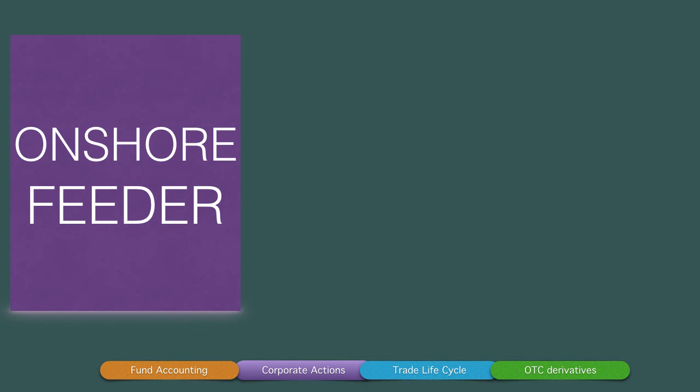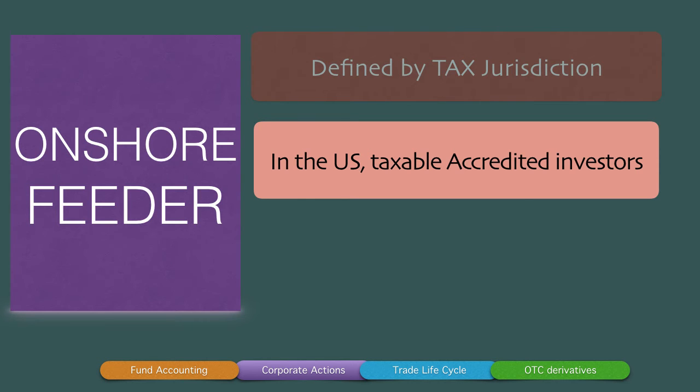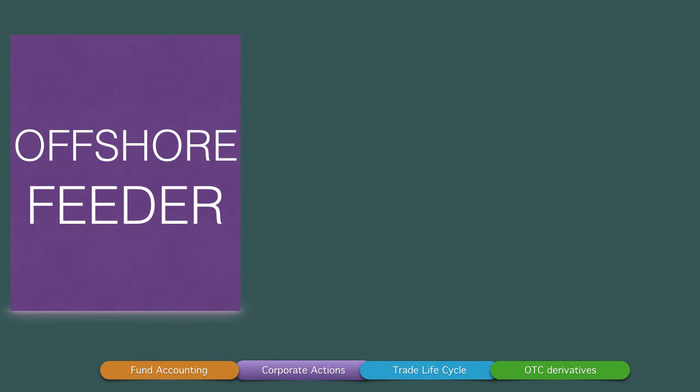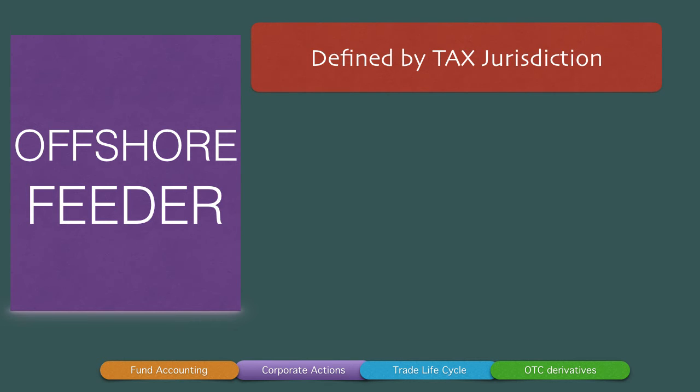Now in this, let's understand there are two types of feeder accounts. One is the onshore feeder account and the other is the offshore feeder account. Onshore feeder account is defined by the tax jurisdiction. In the US, taxable accredited investors will invest in the onshore feeder account. This is the definition given by the tax authorities in the United States. So the offshore feeder means they are going to invest in countries which are not under the tax jurisdiction of the United States authorities. So onshore means the investor and the fund are in the same tax jurisdiction. Offshore means the investor and the fund are in different tax jurisdictions. That's all there is to understand this concept of onshore versus offshore.